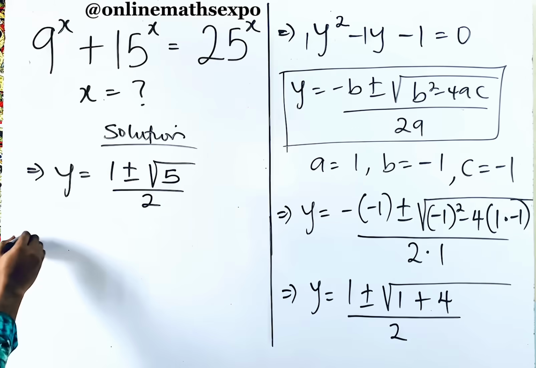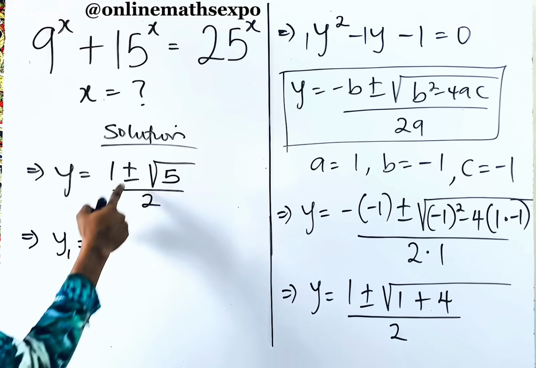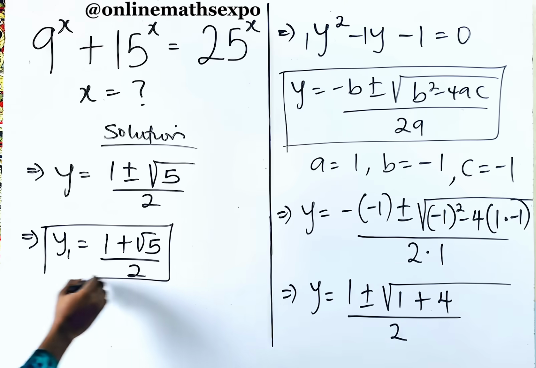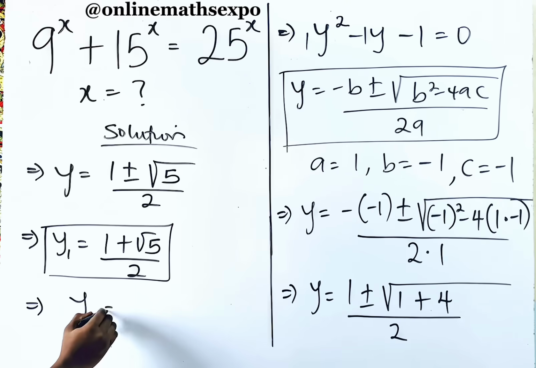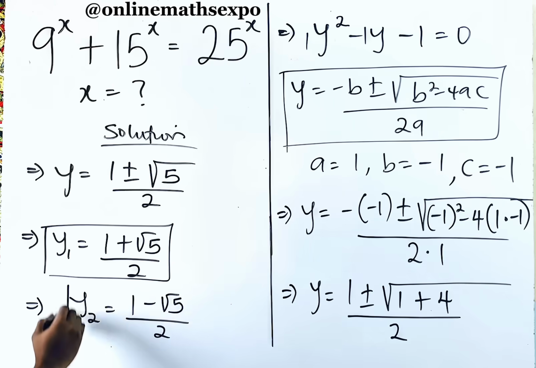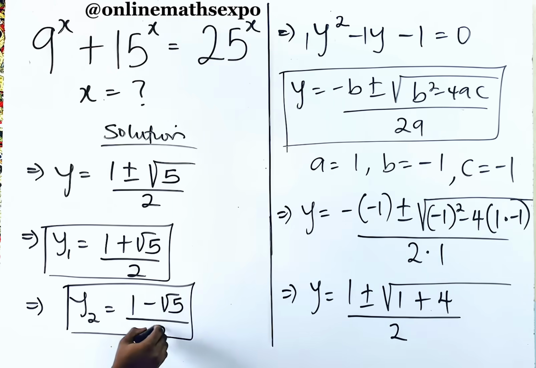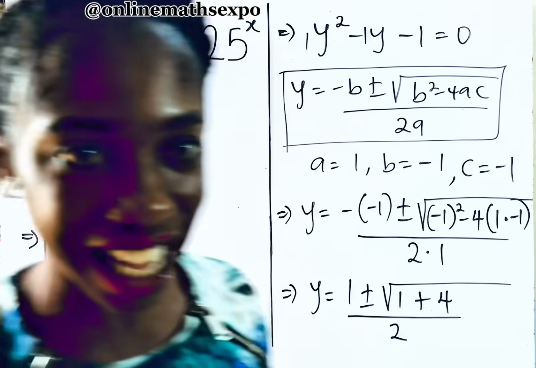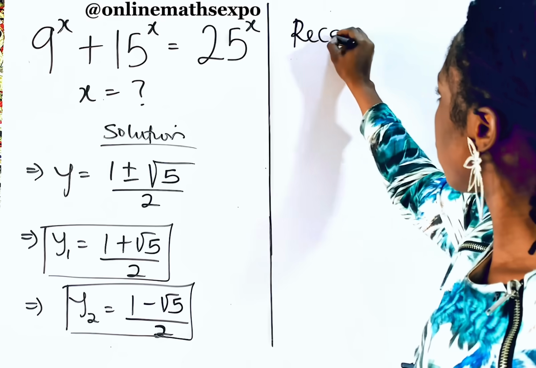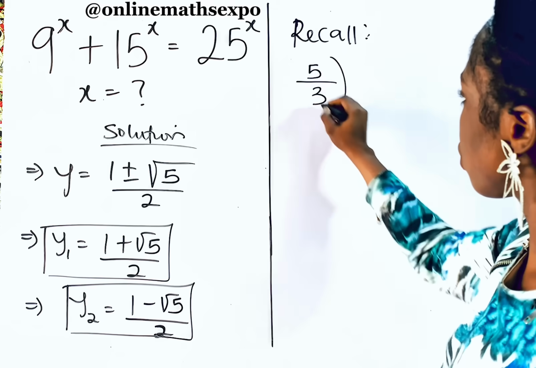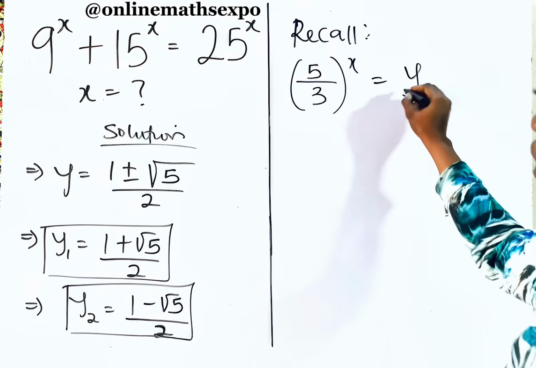Now, what it means is that the first value of y is 1 plus root 5 divided by 2, and then the second value of y is 1 minus root 5 divided by 2. So these are the two values of y. But remember, the question is not on y. We want to get x. But we have to remember what we stated earlier. So we recall that we said 5 on 3 to the power of x is equal to y.